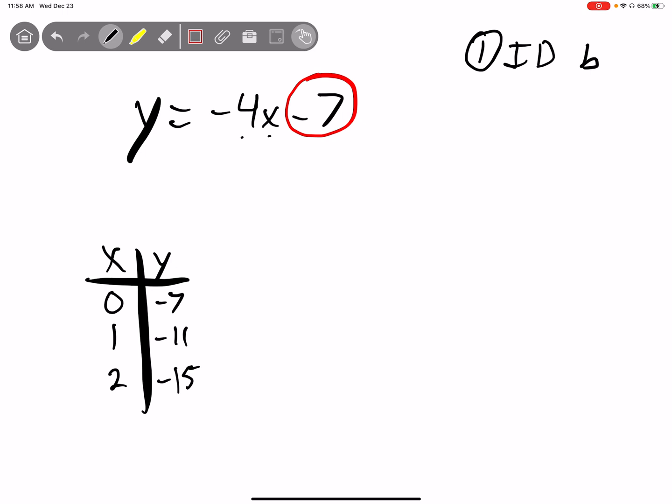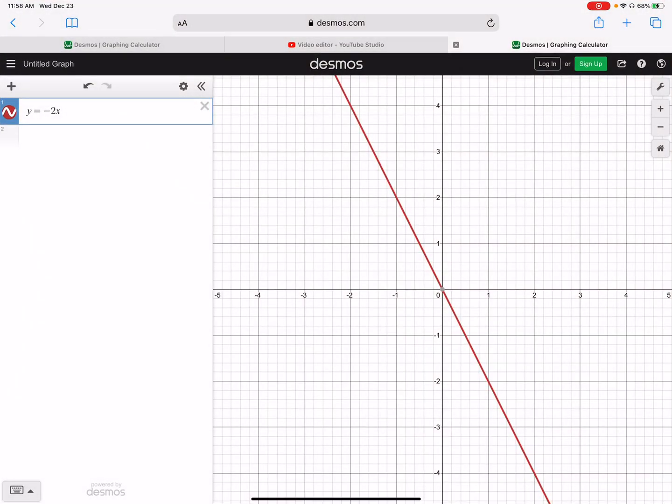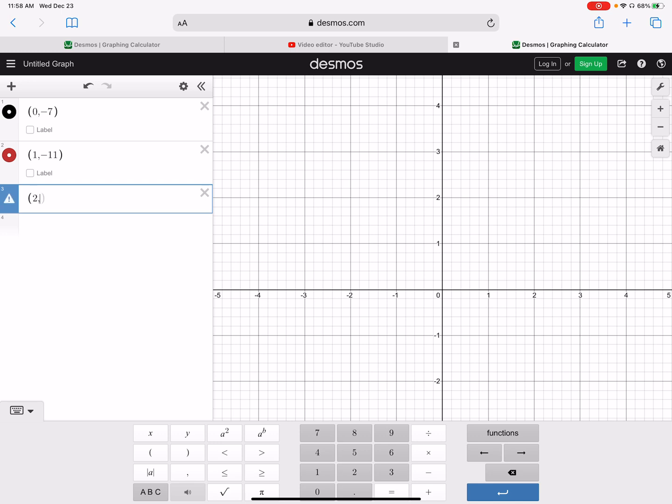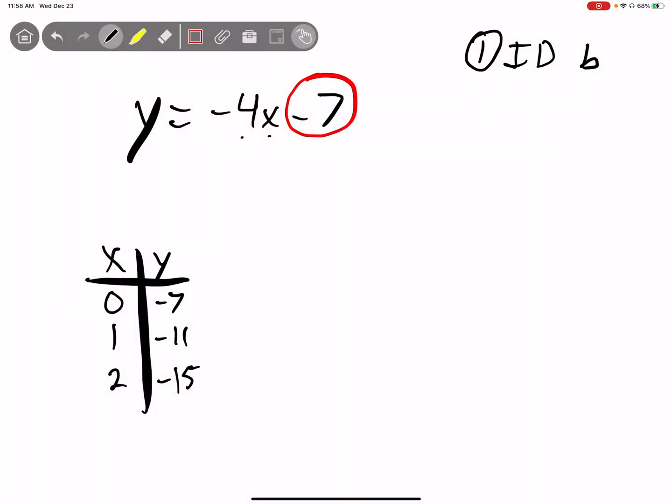This gave me 3 points that I can plot, and then all I have to do is connect the dots. So let's say that this is what I have. Here we go. I had 0, -7. I had 1, -11. And I had 2, -15. I'm just going to double check that. Good.